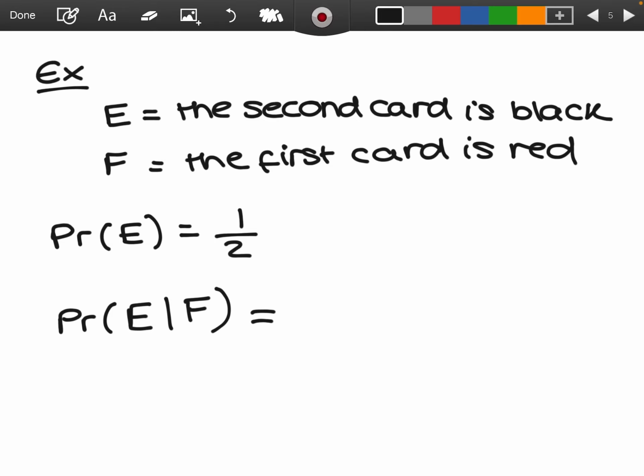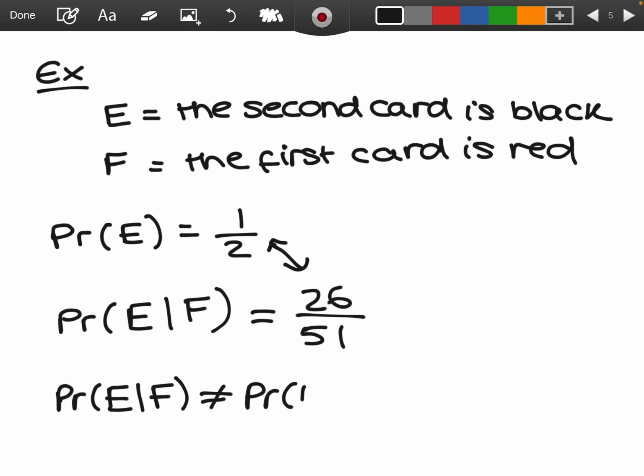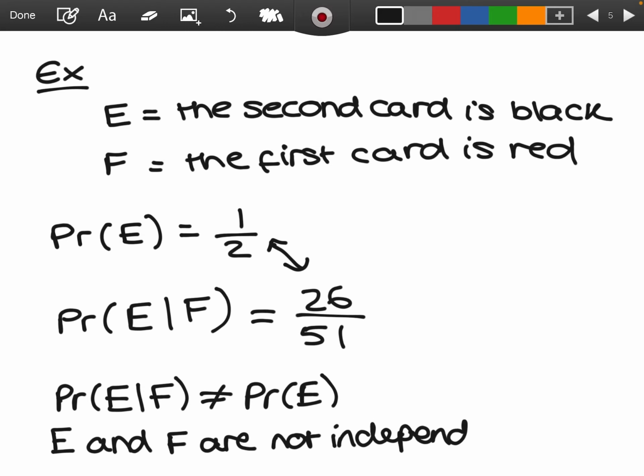Okay. Well, if my first card is red, I'm one card down, so I'm left with 51 cards, but I still have all 26 black cards in a deck. I'm down to 25 red cards after that, but I still have 26 black cards in a deck. So my probability of E happening, given that I've drawn a red on my first draw, I'm down to 51 cards, but I still have all 26 black. So 26 out of 51 is my probability. These two don't equal one another. So therefore, E and F are not independent.